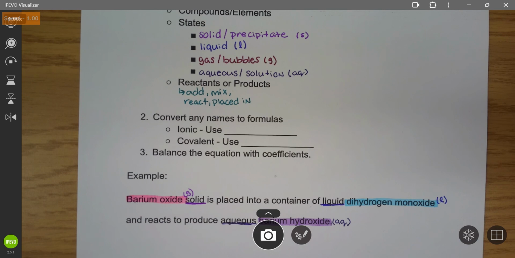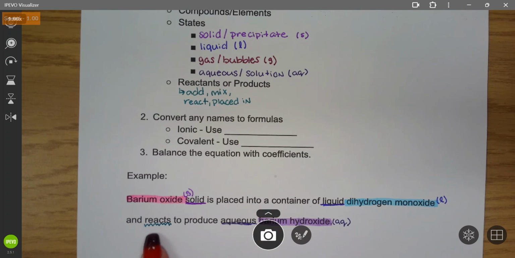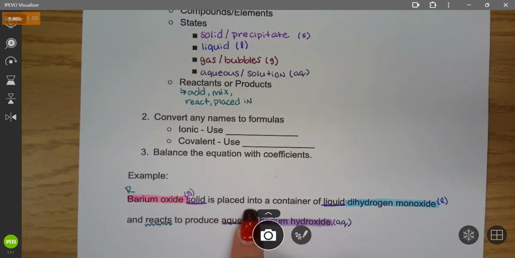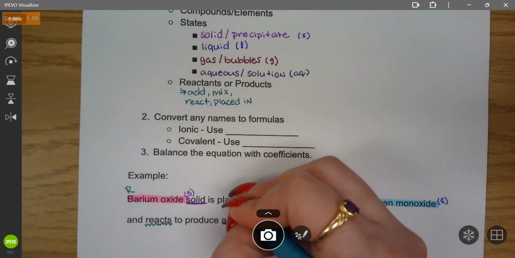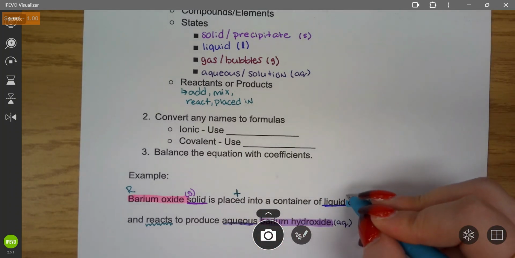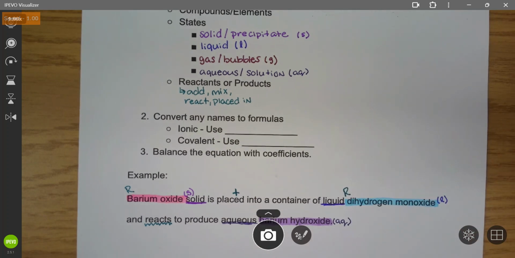So here in our sentence, barium oxide solid is placed into a container of liquid dihydrogen monoxide and reacts. So the fact that it reacts tells us that the things up to this point are reactants. Specifically, barium oxide is a reactant, and it's placed into a container of liquid dihydrogen monoxide, so this must also be a reactant. Two reactants together.